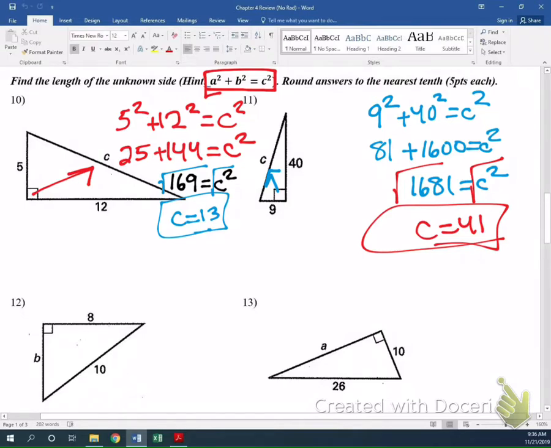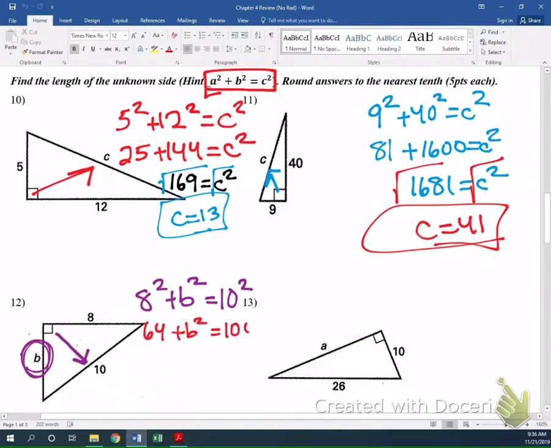All right, 12 is going to be a little different because now which one's my C? Which one's my C? And you said B. Does that make any sense? 10 is the C. The one I'm looking for is the B. So that makes 8 the A. So 8 squared plus B squared equals 10 squared. That's 64 plus B squared equals 100.